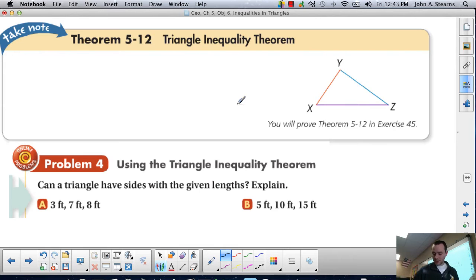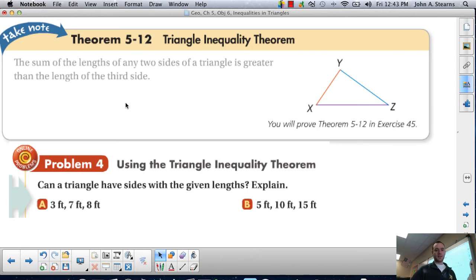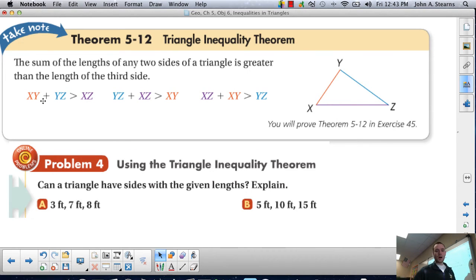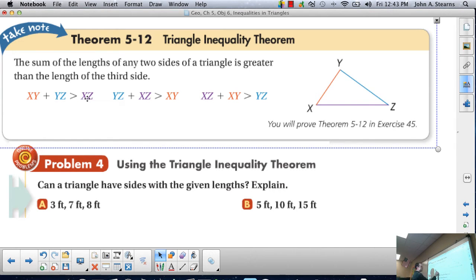Now let's take a look at the triangle inequality theorem. This relates the sides to each other. In the triangle inequality theorem, the sum of the lengths of any two sides of a triangle is greater than the length of the third side. What does that mean? Well, below, we can see what that means in symbols. XY plus YZ has to be larger than XZ. Same thing goes for the other two sides: YZ plus XZ has to be greater than XY, and finally, XZ plus XY has to be greater than YZ.